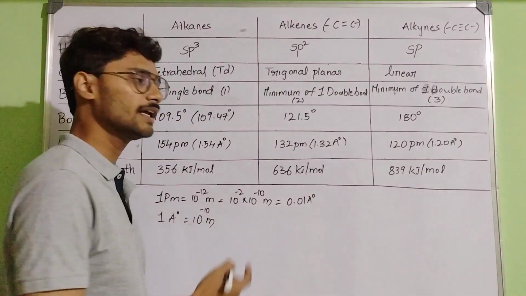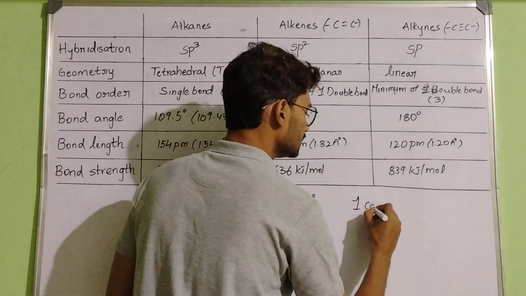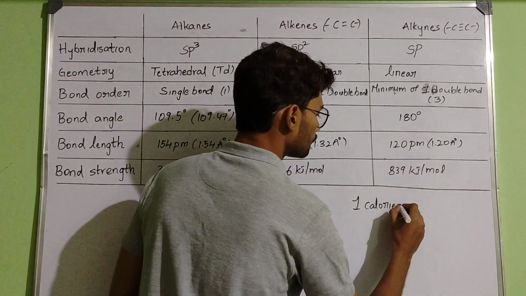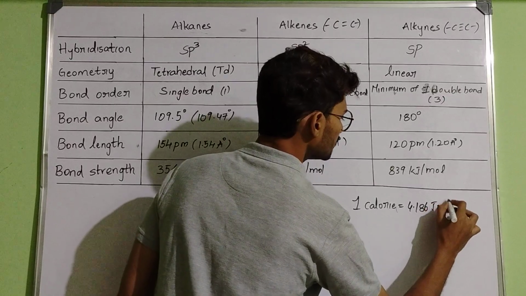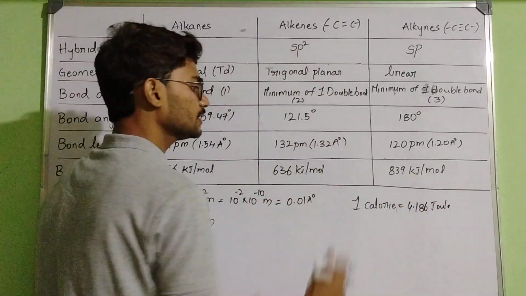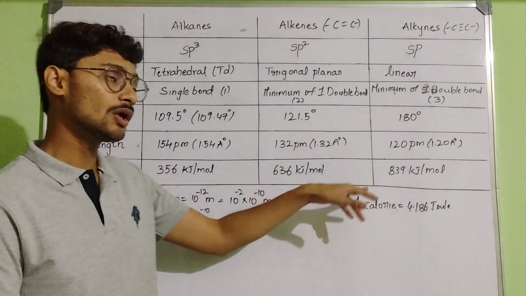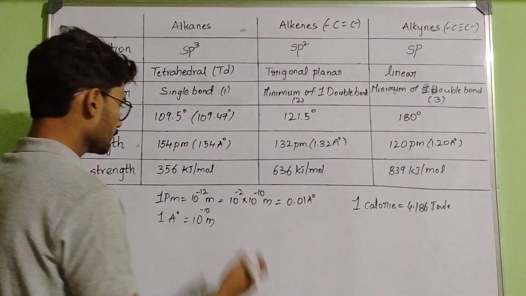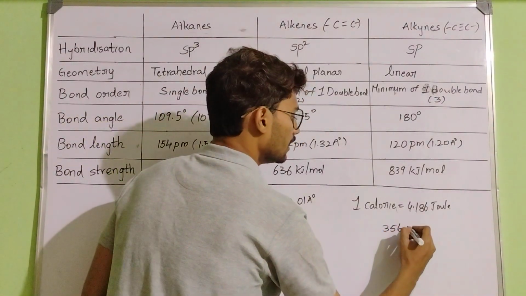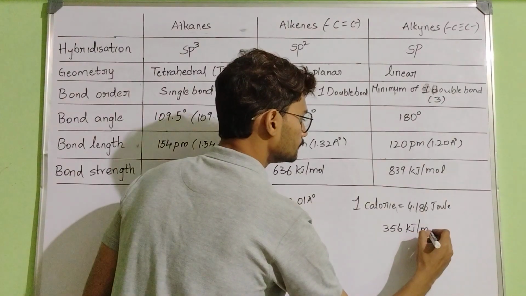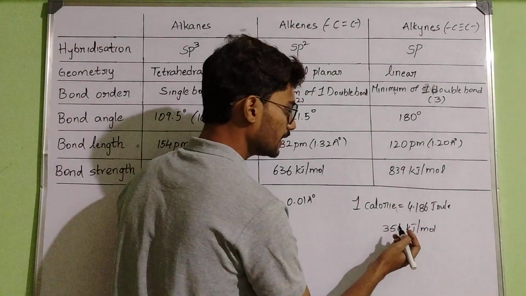We have a relationship between joules and calories. 1 calorie is equal to 4.186 joules. You just have to divide all these numbers by 4.186 and then you will get the bond strength in kilocalories per mole. For example, if I want this bond strength of 356 kilojoules per mole in calories, what I have to do is divide this number by 4.186.